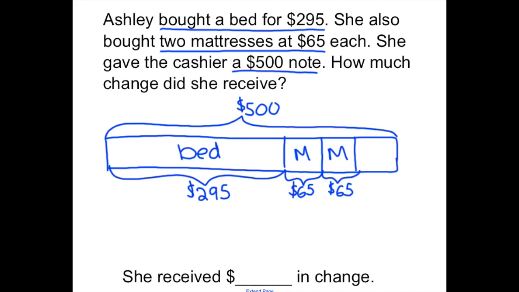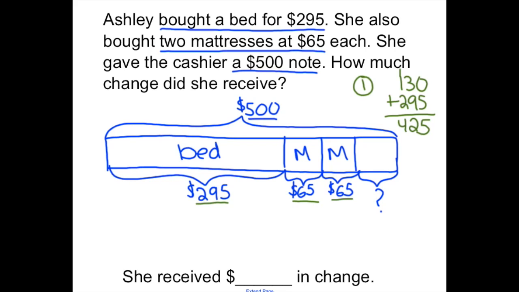She gave the cashier a $500 note, and I want to know how much change she received. So what's left over is my change. You can now see that this is a part-whole problem. We're just looking for the missing part. So step 1 is going to be to add together 295, 65, and 65. 65 plus 65 equals 130. So I'm adding 130 and 295.